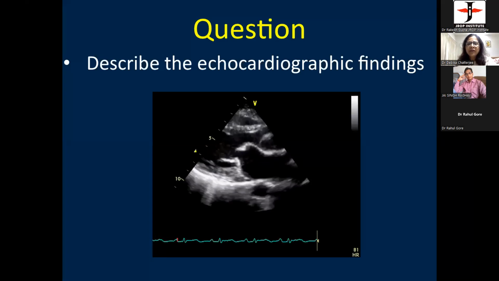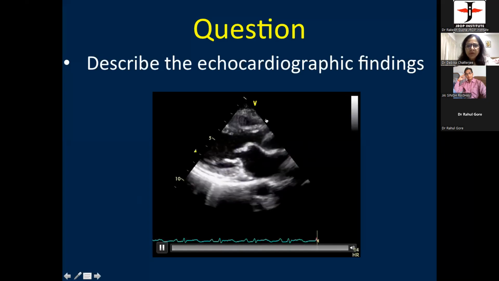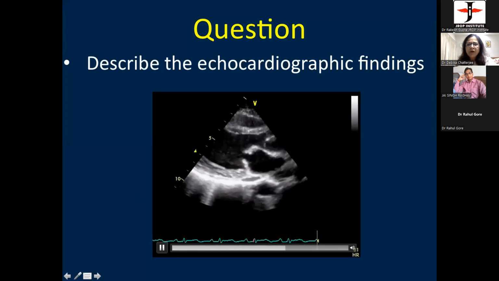I'm getting it. So this is the parasternal long axis view of the patient. Now, describe the finding.